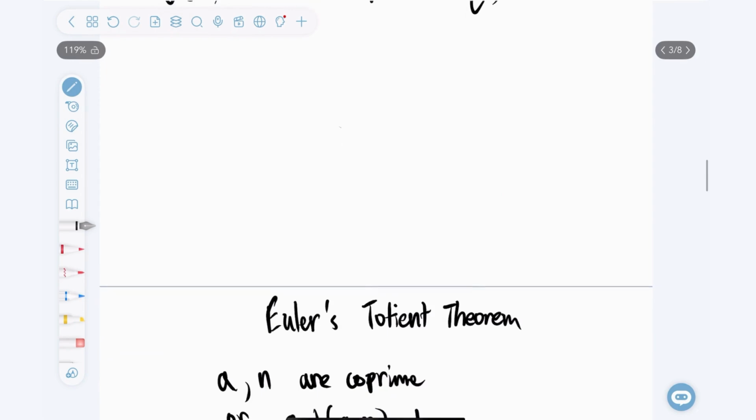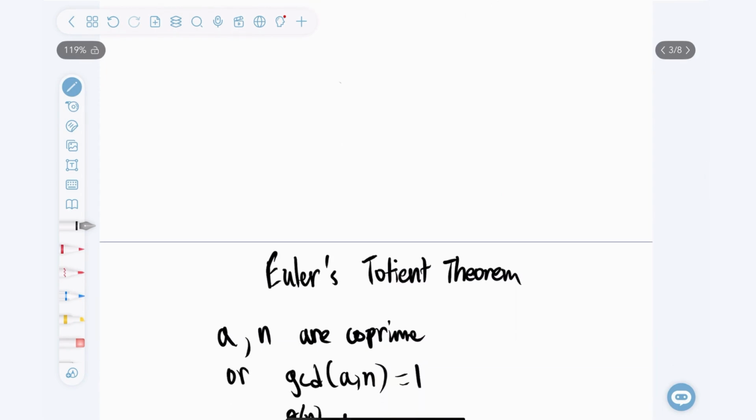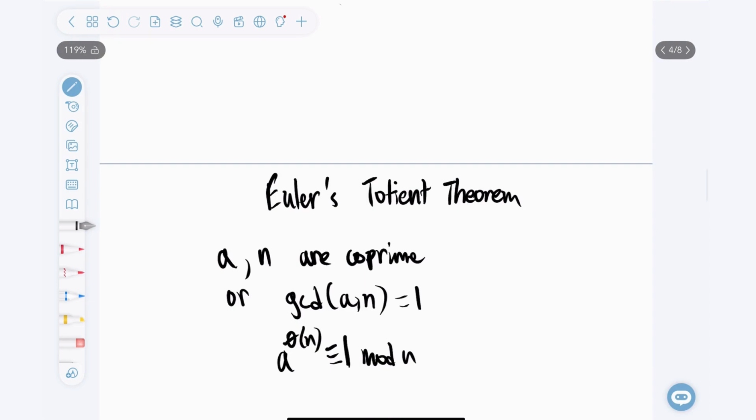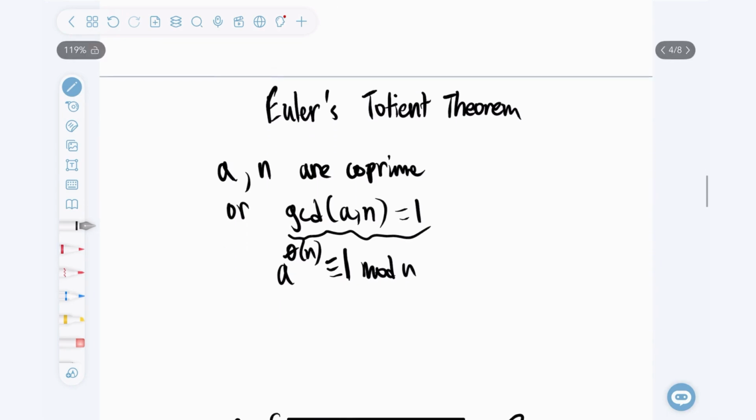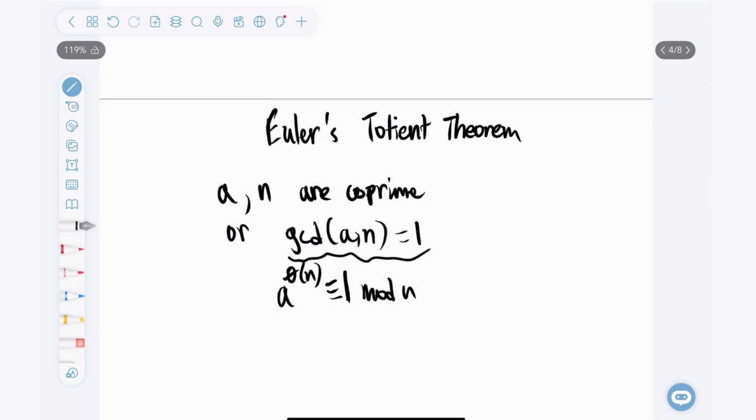So let's move on to Euler's totient theorem and its proof. The totient theorem states that if we have two integers a and n that are co-prime to each other, or essentially their GCD is equal to 1, then a raised to the power of phi of n is congruent to 1 mod n.